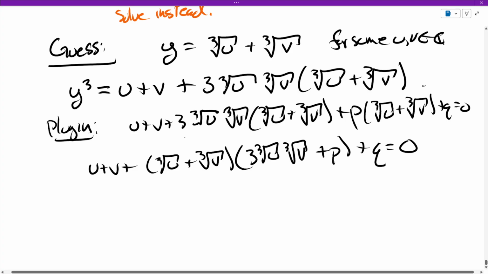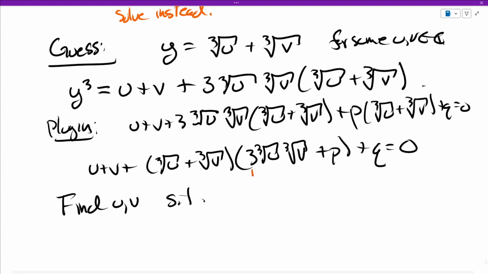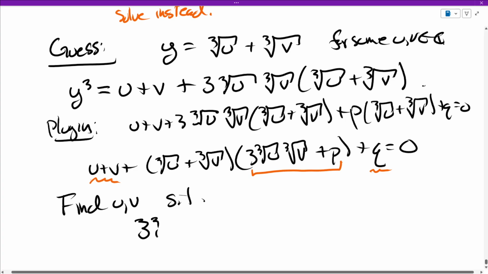All right. And now what we're going to do is we're going to do a different question. We're going to instead find u and v such that this term vanishes and u plus v plus q vanishes. And if we can find u and v that makes both of the squiggly sum 0 and the underlined term 0, that whole thing is 0. So 3 cube root u cube root v plus p is 0, and u plus v plus q is 0.